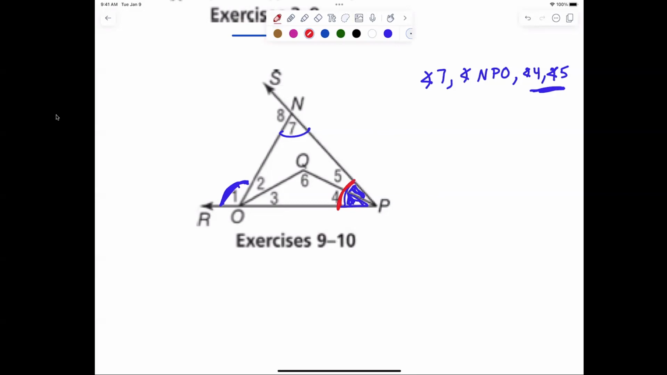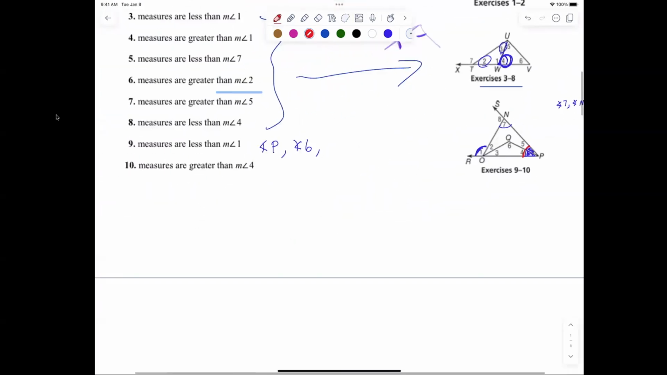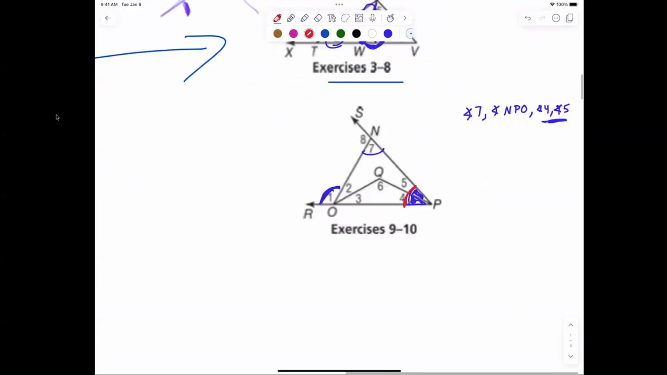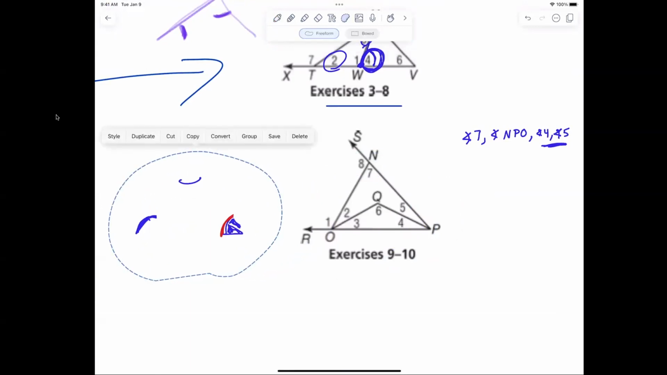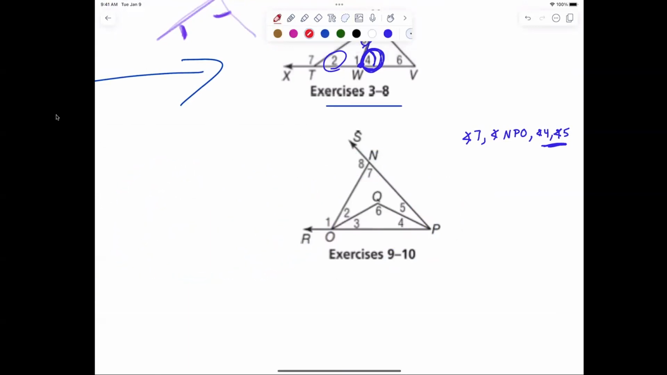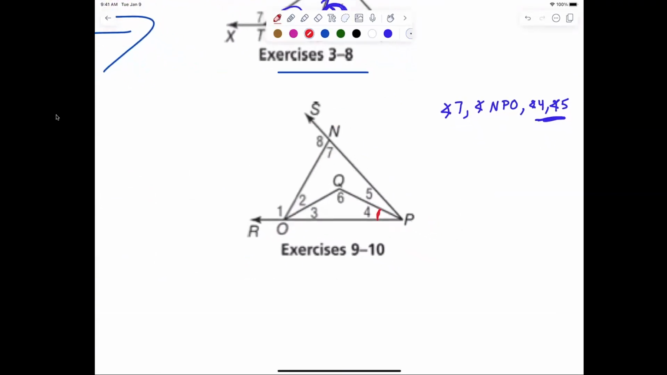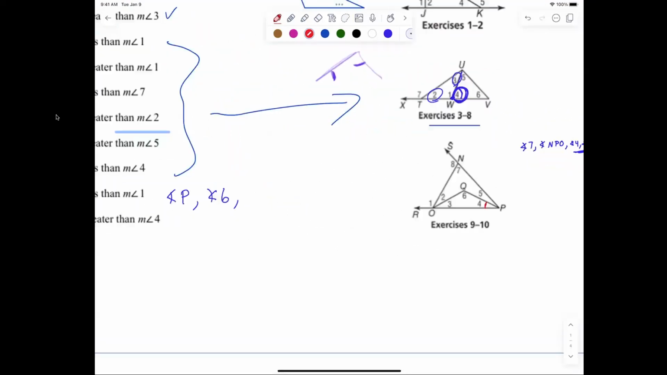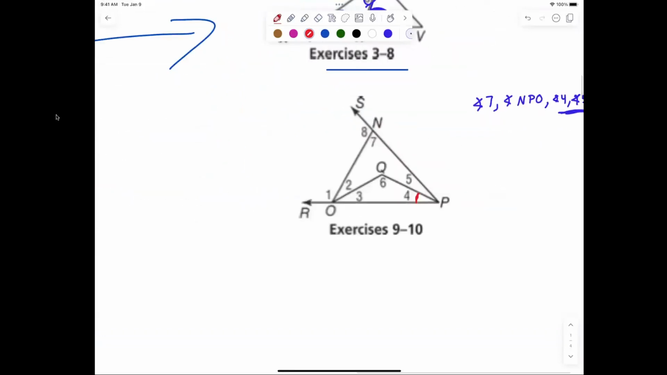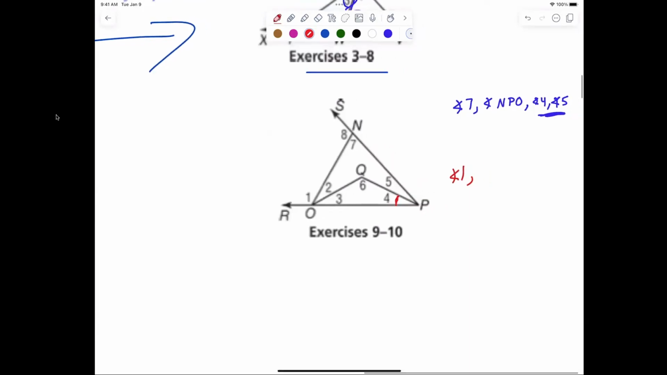You with me on that, right? All right, so let's see what number 10 says. Measures greater than angle 4. So hold up a second. I gotta clean this off. And now I'm going to look at angle 4. So we already know that it's greater than angle what? 1, do we? Yeah, I meant to say that. I'm sorry. Angle 1 is greater than angle 4, right? So that's what I meant to say. Angle 1. And then NPO. Yeah, I like that. NPO.